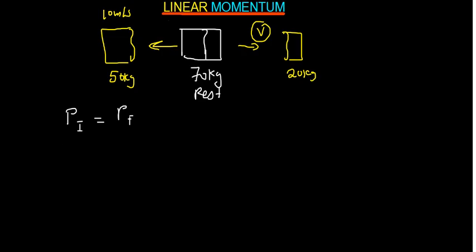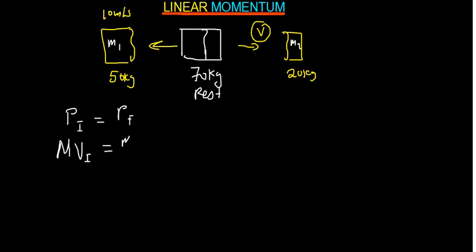So the momentum is going to be mass multiplied by velocity initially. And this is going to be equal to, here we are going to have two pieces. Let me call this M1. Let me call this M2. So at the end, the final momentum is going to be a combination of these two objects.